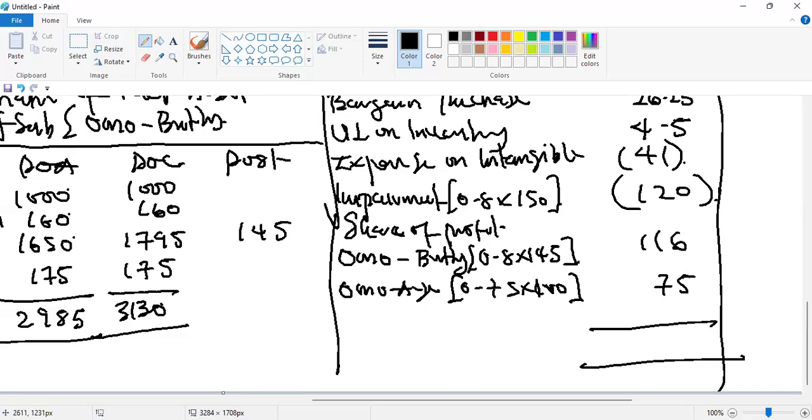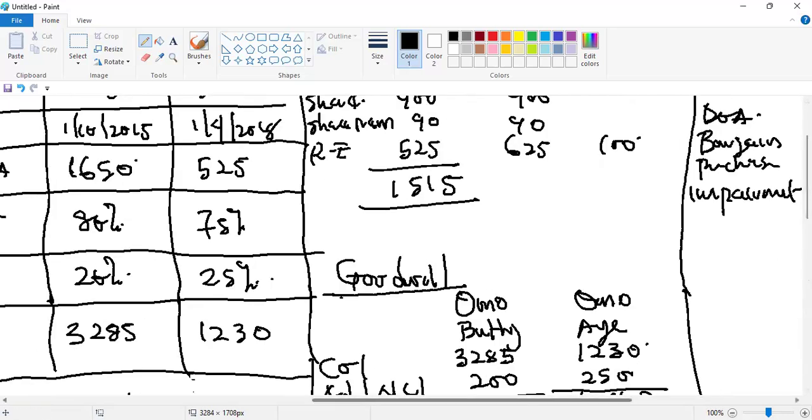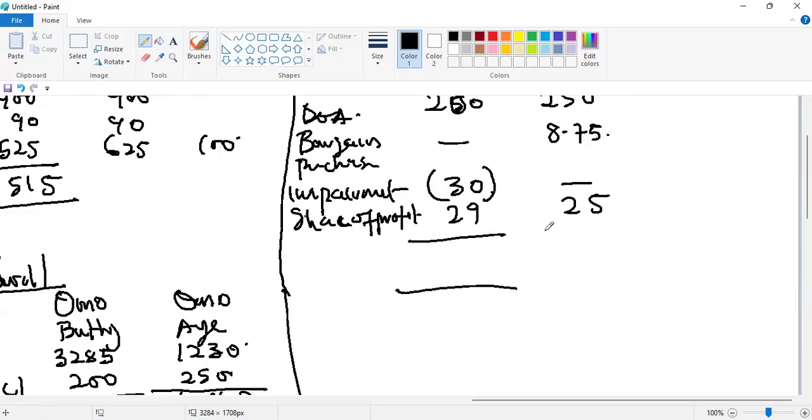For NCI, share profit. No impairment here. Does not involve goodwill. Share profit, 29. This one will be 25. Why will this one be 0.2 times 145? 29. I can now consolidate. That is the end of the question.